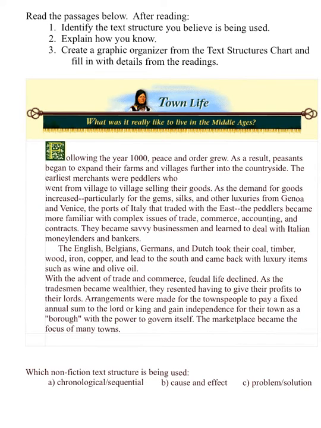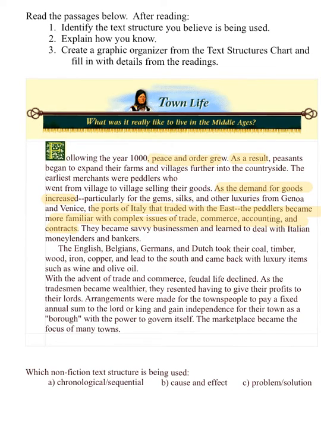In the very first sentence, following the year 1000, peace and order grew. So this is what happened. And then the next sentence we have as a result. So this peace and order grew, therefore peasants began to expand their farms and villages. So one was a cause and the other is an effect. The earliest merchants were peddlers who went from village to village selling their goods. As the demand for goods increased, then the ports of Italy traded with the East. Peddlers became more familiar with complex issues of trade and accounting and contracts.